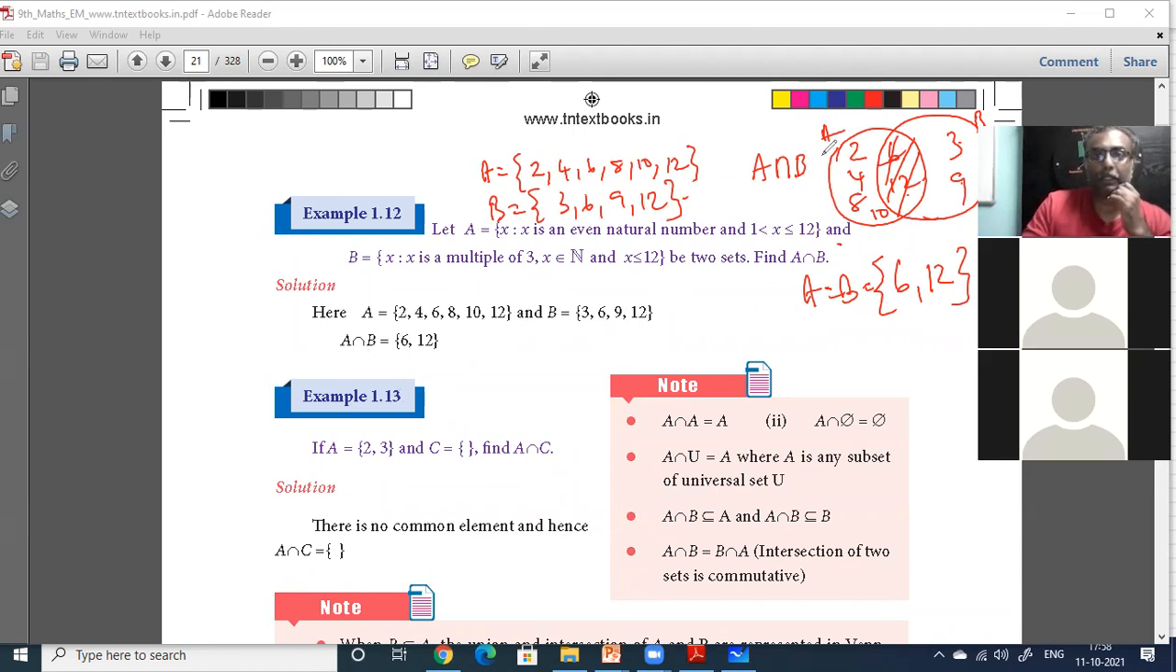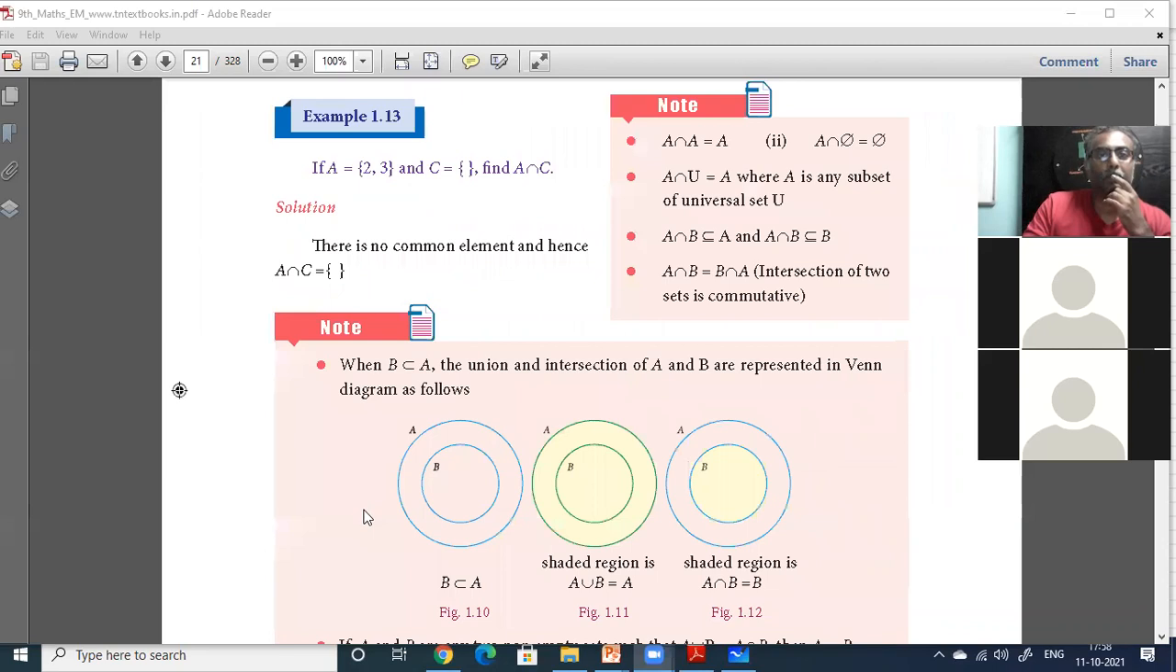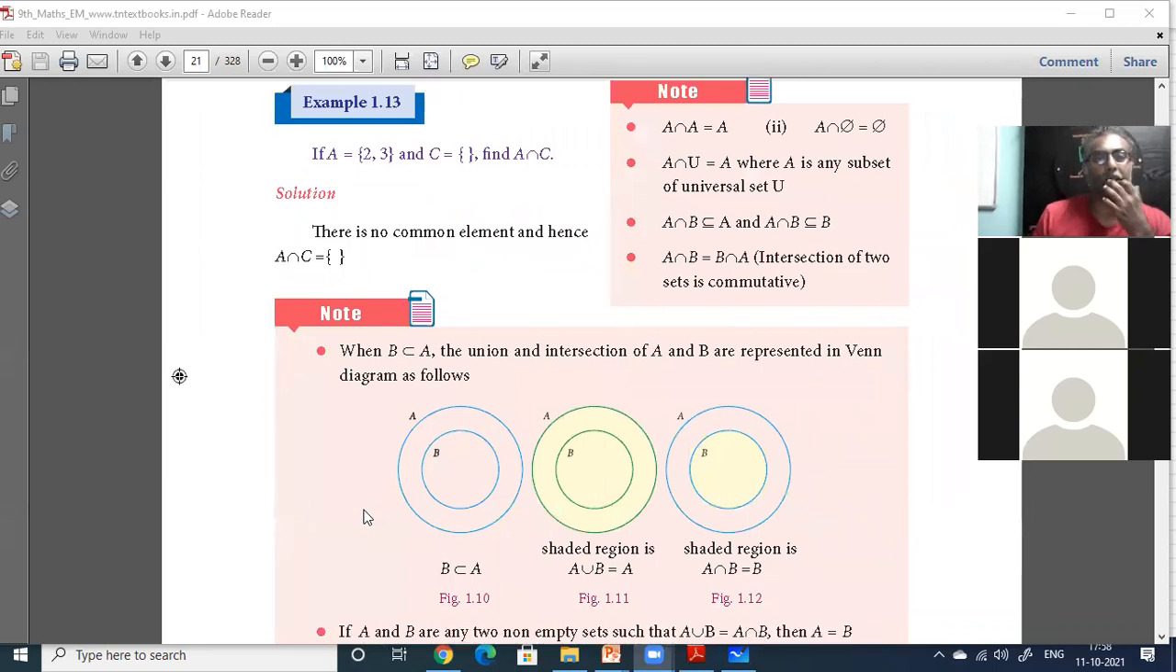Example 1.13, now we have to do. A is equal to 2, 3 and C is equal to null set. Find A intersection C. Let us do a Venn diagram, and be sure. C is equal to null set. Anything in common? Nothing in common.